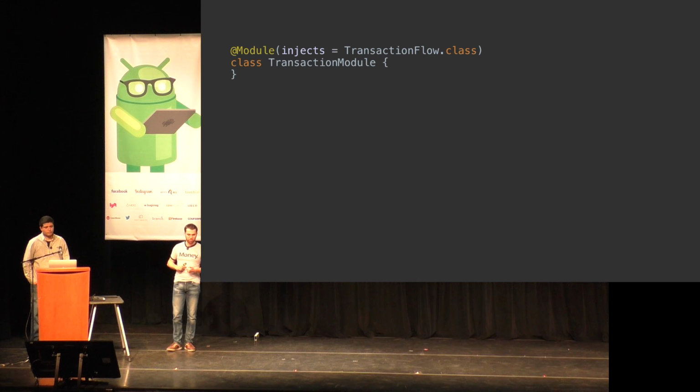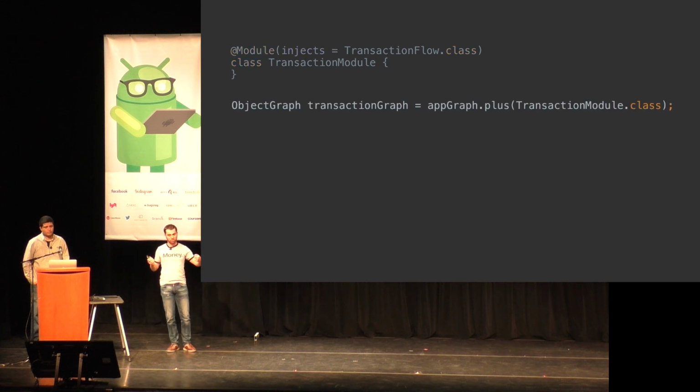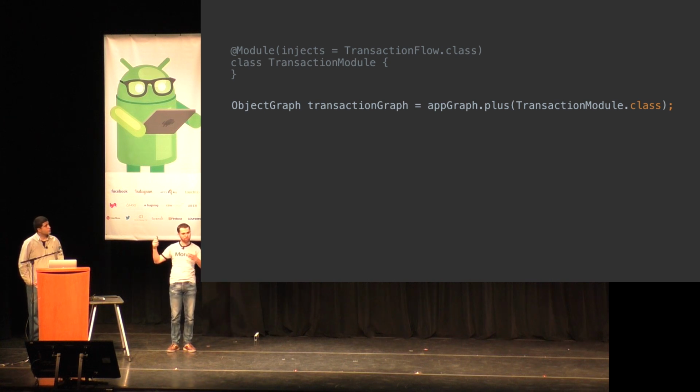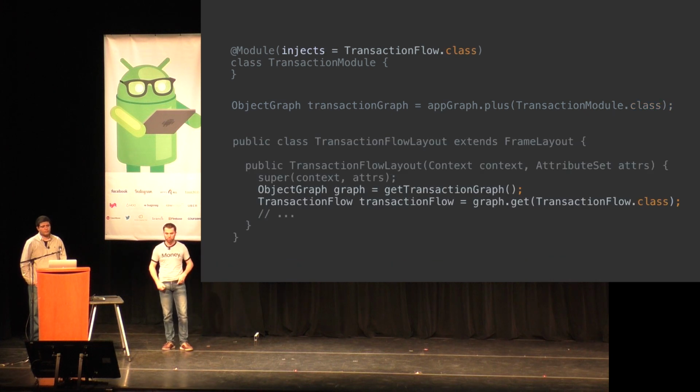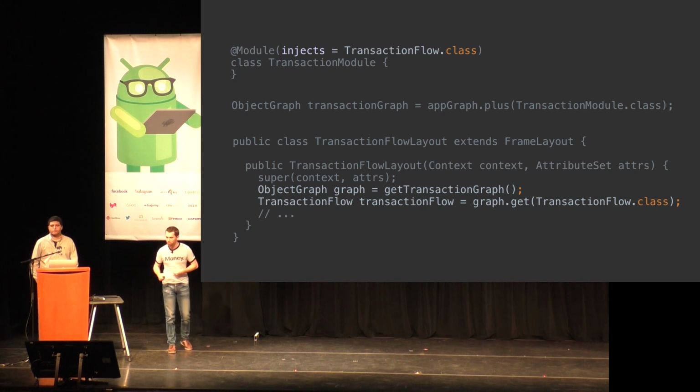Well, we declare the transaction flow as an inject on the transaction module. Then when we create the transaction graph, we have the app graph, we extend it, we create a transaction graph by adding definitions from the transaction module, which now makes the transaction flow object available from that graph. So then in the view, all we do is we get the graph and then we say graph.get, give me the transaction flow, right? That's great. So we have the layout that gets the transaction flow that has a dependency on the transaction handler.